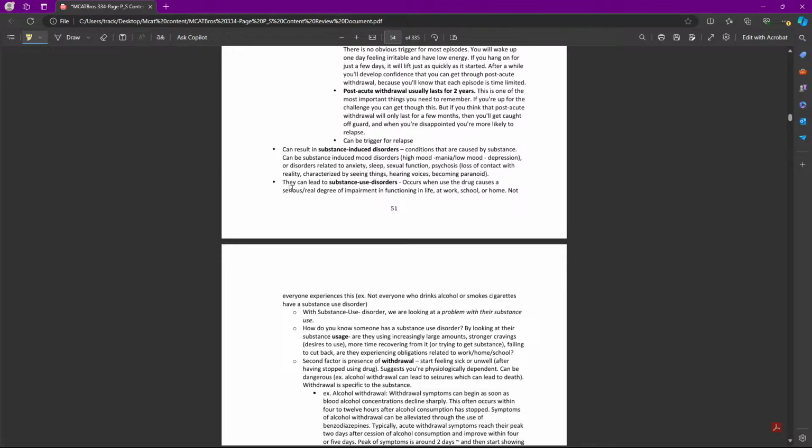It can result in substance-induced disorders, conditions that are caused by the substance. Substance-induced mood disorders impact anxiety, sleep, sexual function, psychosis. Substance use disorders occur when the drug causes a serious degree of impairment in a person's life.